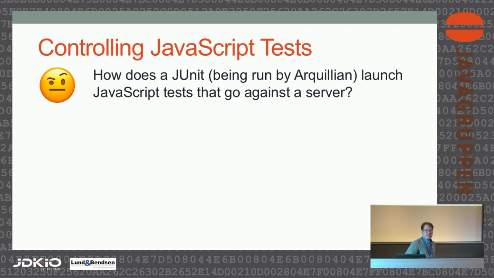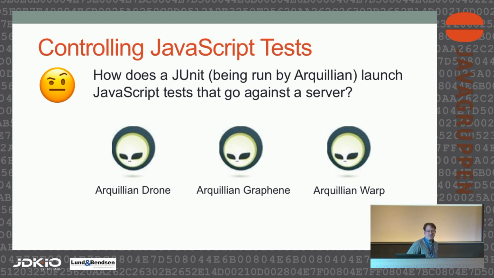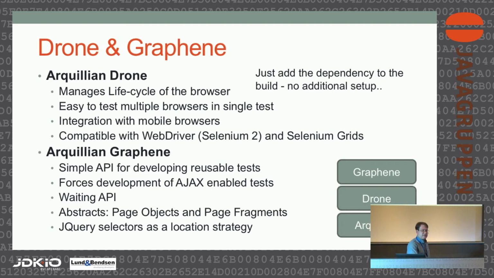So how does a JUnit being run by Arquillian launch JavaScript tests that go against a server? And the answer to that is using these three technologies, and they build off of each other: Arquillian Drone, Arquillian Graphene, and Arquillian Warp. So Arquillian Drone is the one that basically wraps Selenium. Graphene stands on top of that, and then Warp stands further on top of, I want to say, both of them.